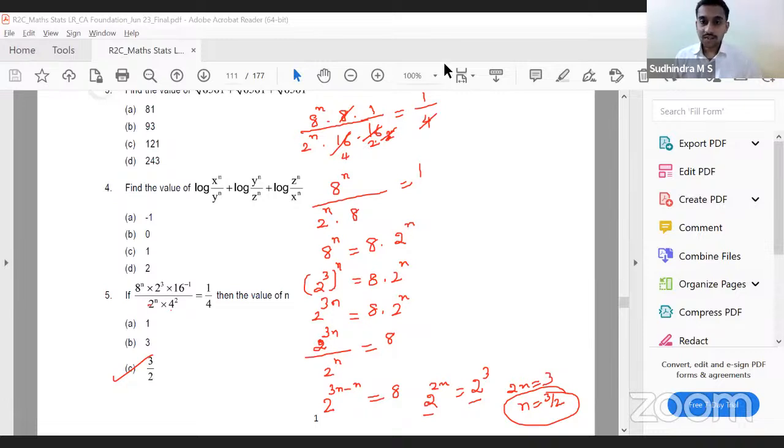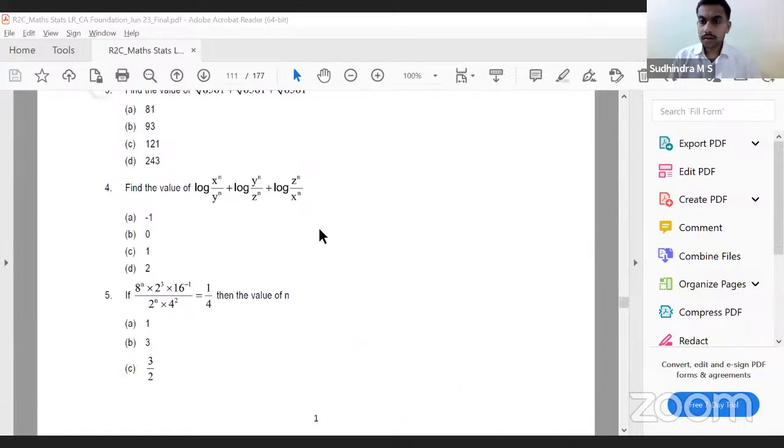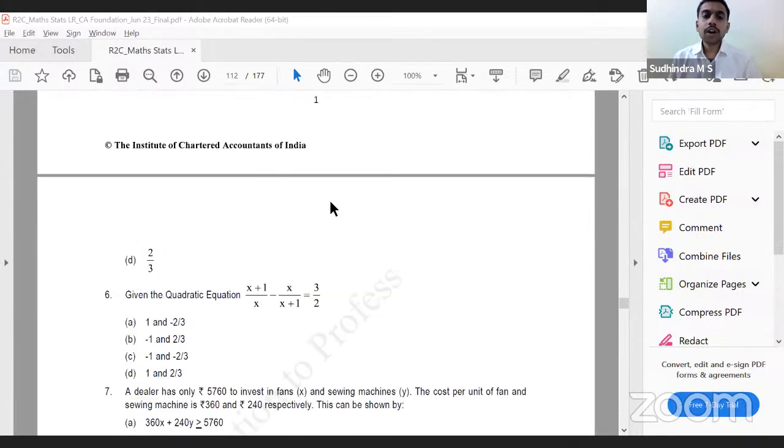Yes. Next question. Question number 6. Given the quadratic equation x plus 1 by x minus x by x plus 1 equals 3 by 2. Solve and find the value of x. Sir, it should be 2 and minus 1 by 3. No. 1 and minus 2 by 3. 1 and minus 2 by 3. Option A. Right.